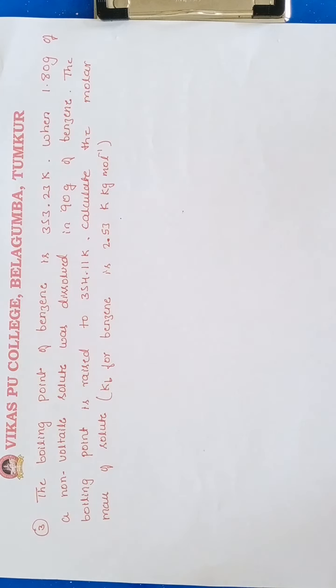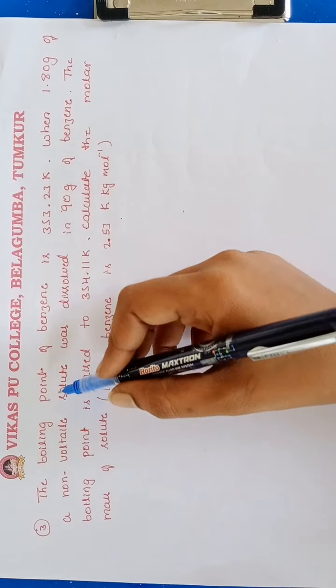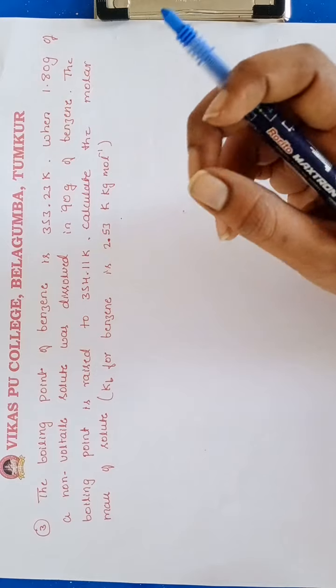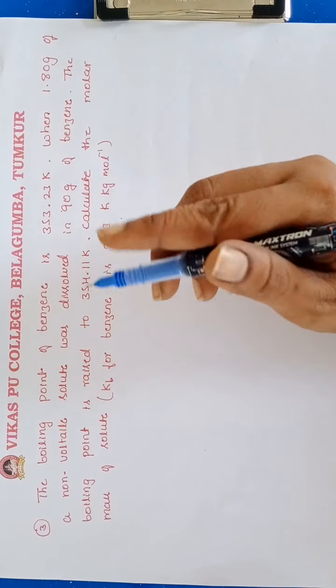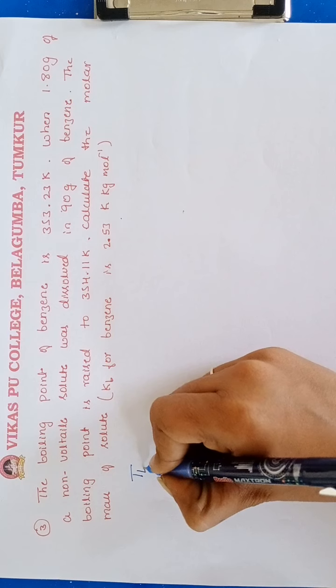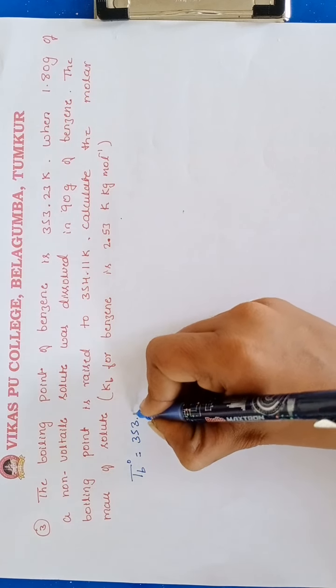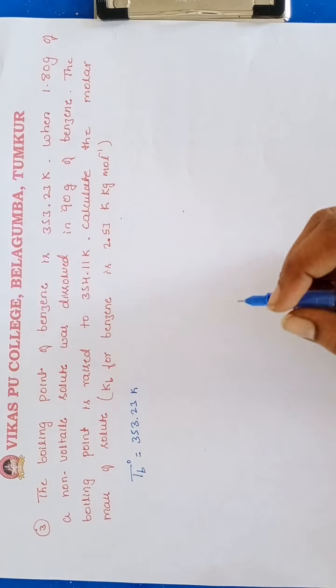First we should calculate the delta TB, that is the increase in the boiling point. Then we can calculate the molar mass of the solute. First we should write down what is given. The boiling point of benzene is the boiling point of the pure solvent, which we take as TB naught. How much is it? That is 353.23 Kelvin.